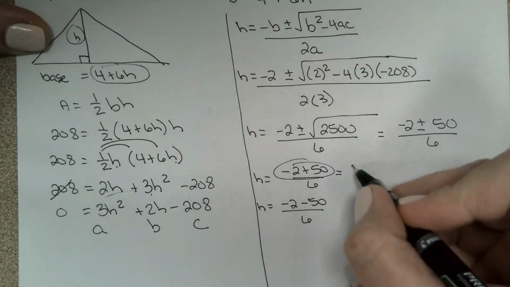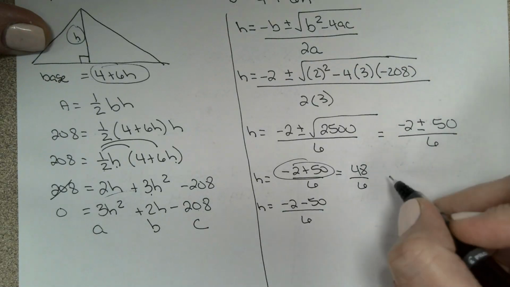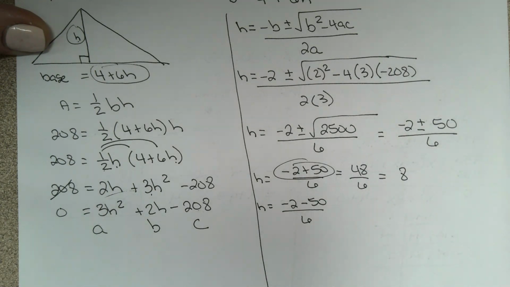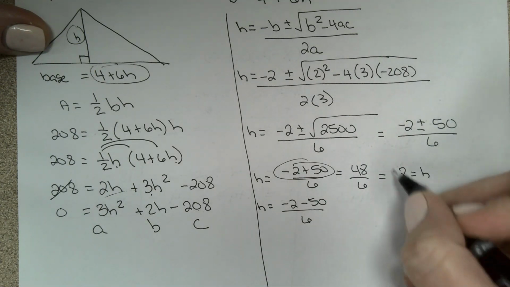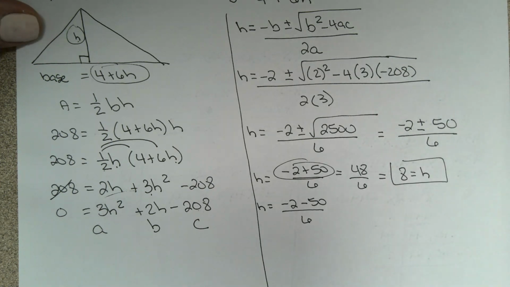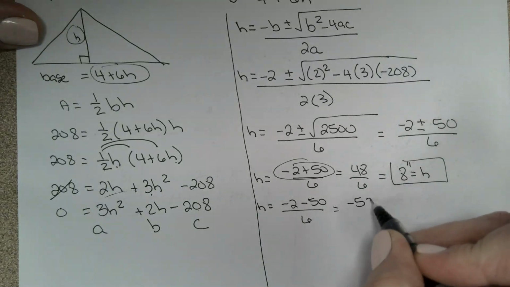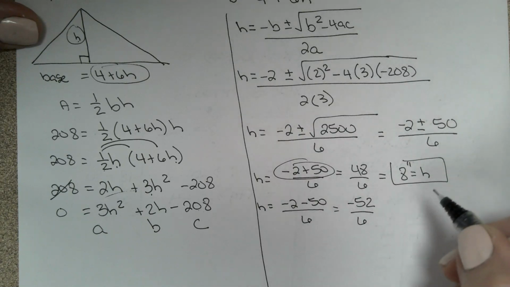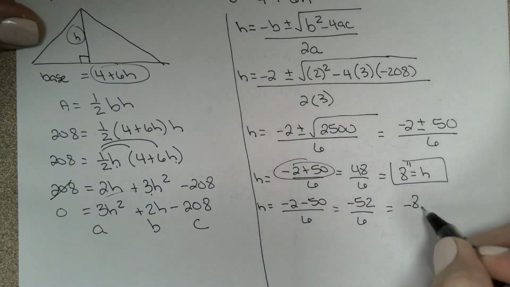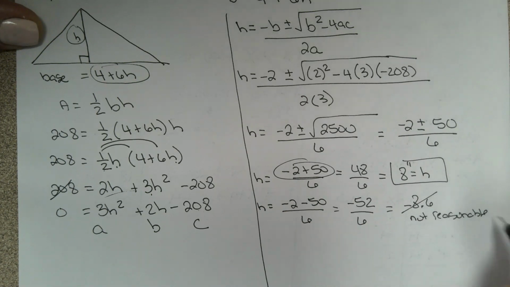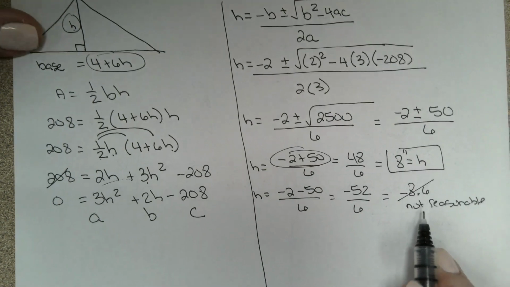You do the math on top first. We get 48 divided by 6. That reduces, and I get 8 equals h, and I don't know if we're talking about inches. 8 inches. Here, when I use the minus sign, I get negative 52 divided by 6, and that equals negative 8.6. Having a negative height is not reasonable. So I'm going to cross that off, and that is a bad answer.